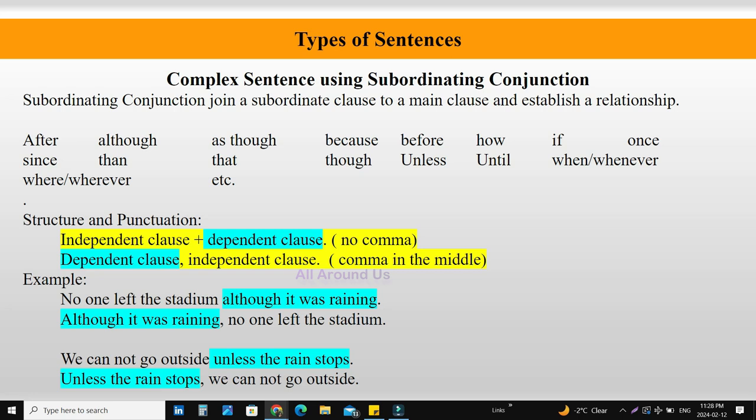But in the same sentence, if the dependent clause comes first, then we have to put a comma and then the principal clause. Although it was raining, no one left the stadium. In the same way: We cannot go outside unless the rain stops, no comma. Same sentence: Unless the rain stops, we cannot go outside.